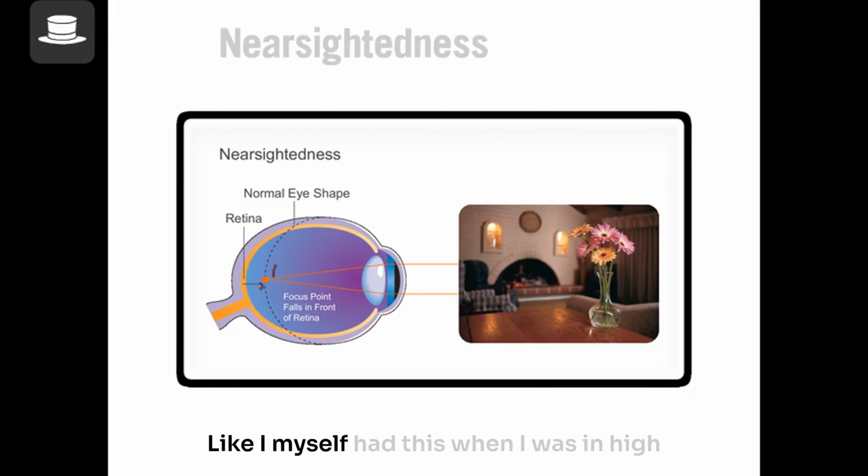Like I myself had this when I was in high school. Until then, I've been using glasses. What these glasses do is they correct this lens. They give the extra lens, so that the image falls on the retina.